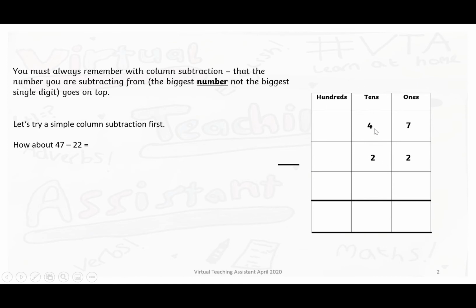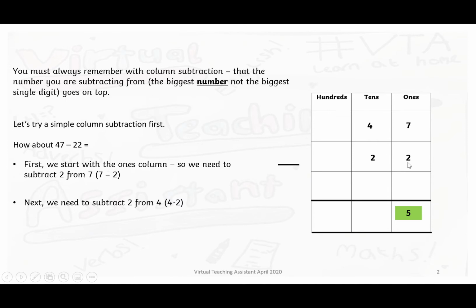As long as you set your columns out correctly, you shouldn't go far wrong, and I'll show you why. I've just put this chart here to help demonstrate for the sake of this example, but normally you wouldn't need that. First we start with the ones column. I will take 2 away from 7, and that's 5, and then 2 away from 4 is 2. So in total, 25.